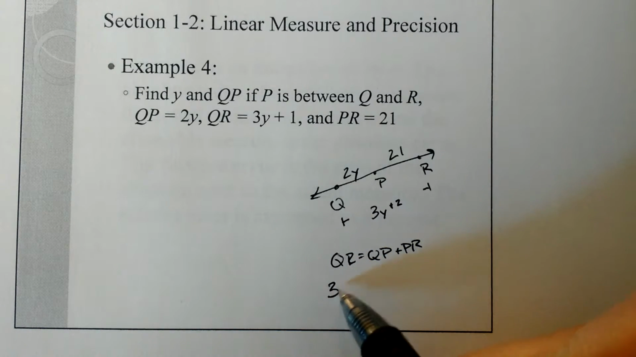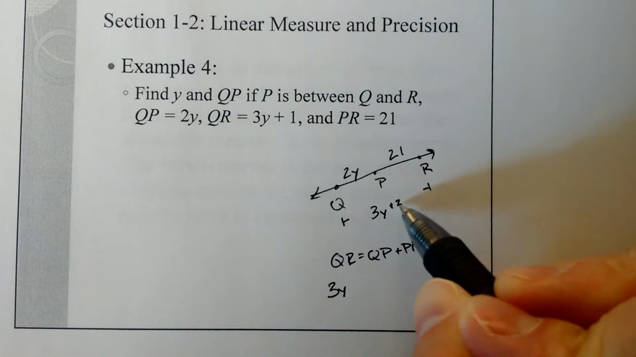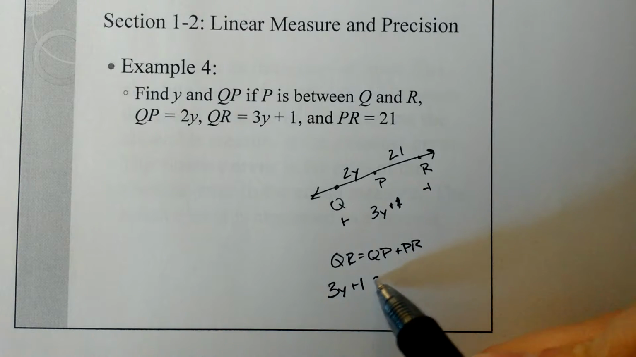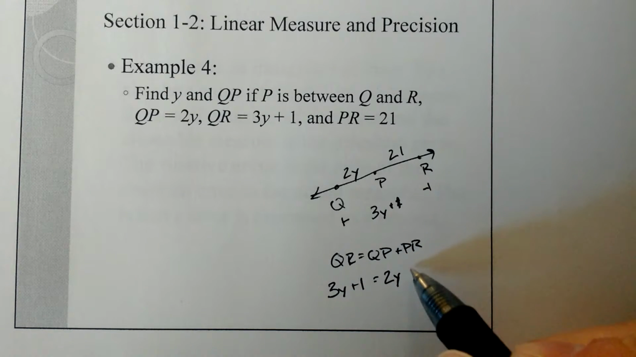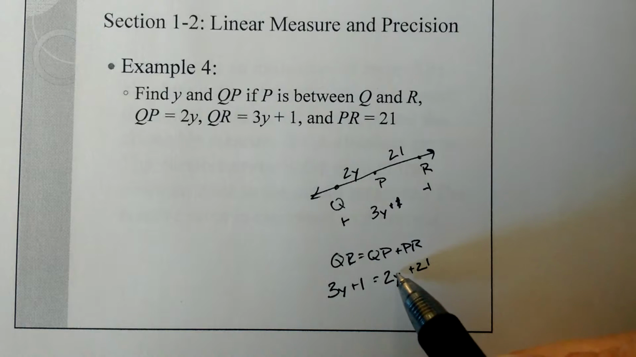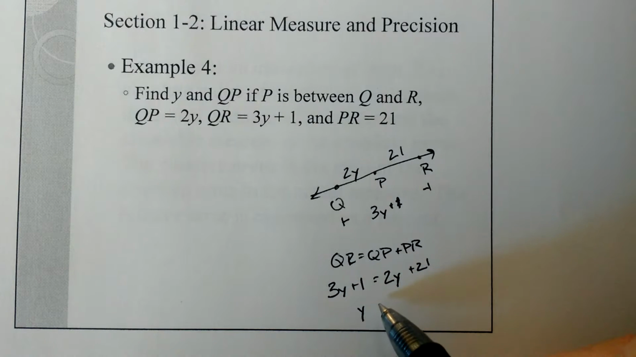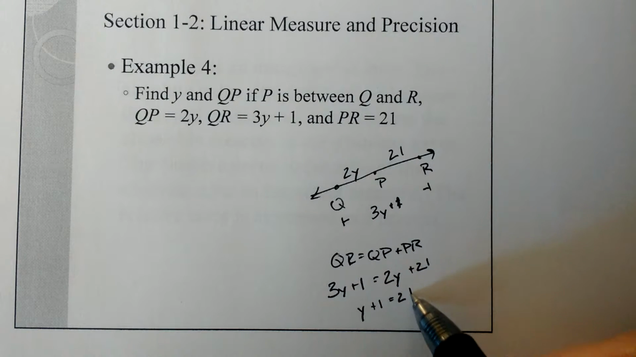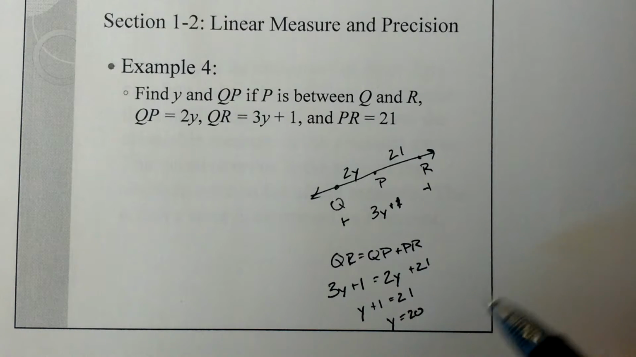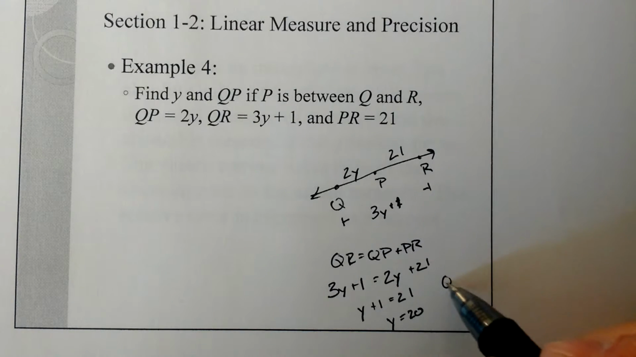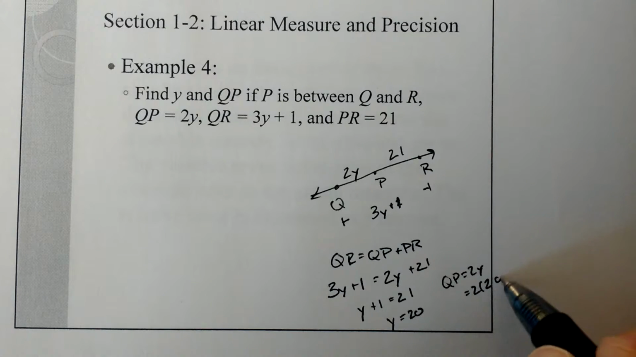So the full thing is 3Y plus 1, whoops, not plus 2, plus 1. QP is 2Y, and PR is 21. So I'm going to move this 2Y over, so that's Y plus 1 equals 21. Move the 1 over, Y equals 20. So that's the first part, find Y. To find QP, I know that QP is 2 times Y, so that's 2 times 20, which is 40.